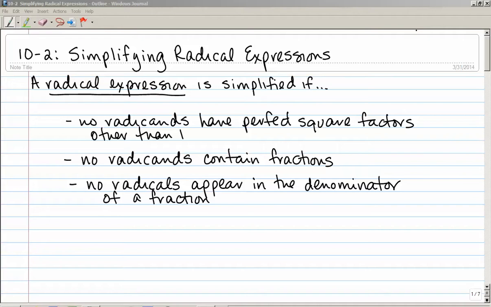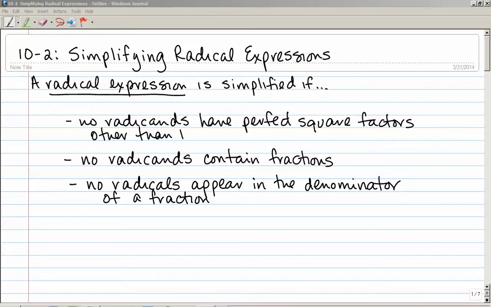Section 10-2 is entitled Simplifying Radical Expressions. Recall that a radical expression is one that has a square root sign in it. So a radical expression is simplified if no radicands have perfect square factors other than 1. Recall that the radicand is the stuff underneath the square root sign. In other words, the radicand cannot be divided by 4 or 9 or 16 or 25 or any other perfect square.